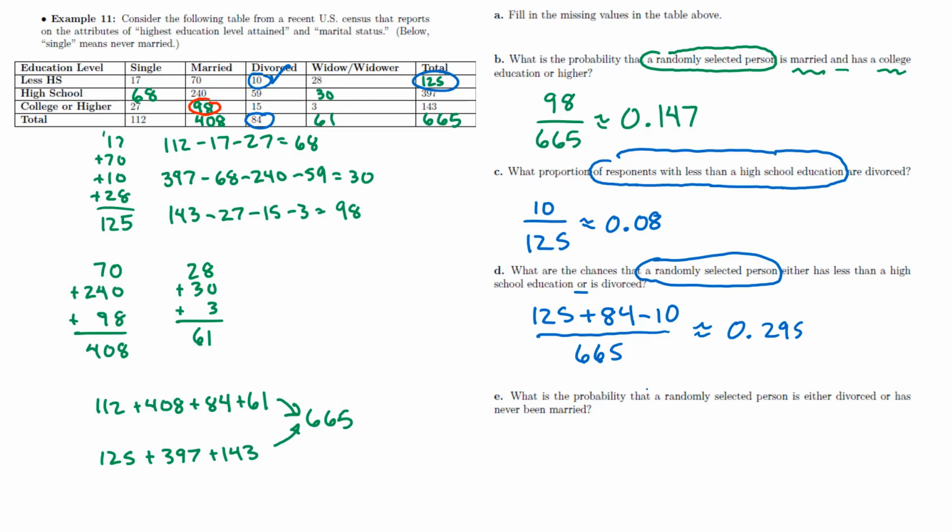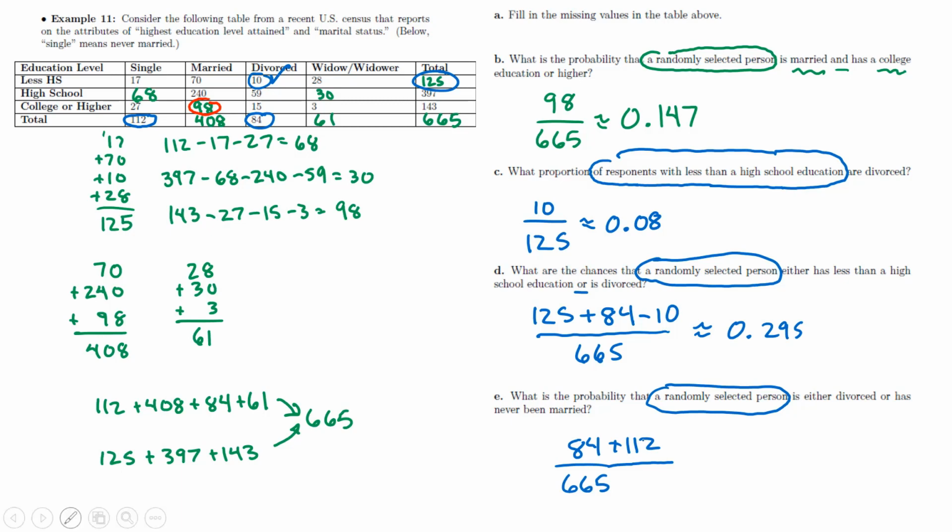And then again, what is the probability that a randomly selected person is either divorced or has never been married? Okay, probability that a randomly selected person, okay, that's it. So again, that's out of 665 for sure. Is either divorced, okay, so divorced, again, is 84 total people. Never been married, okay, well that's the single, right? We said single means never married. So that would be this 112 people.